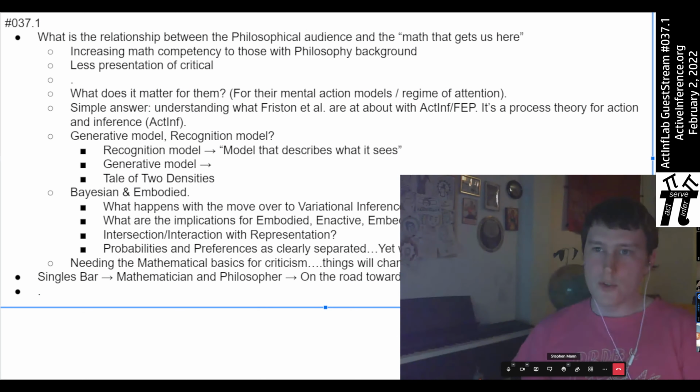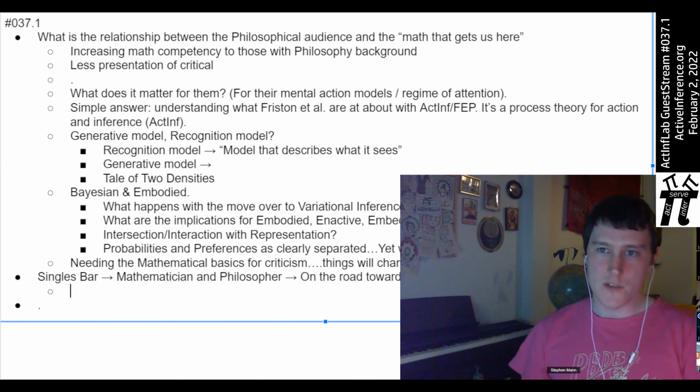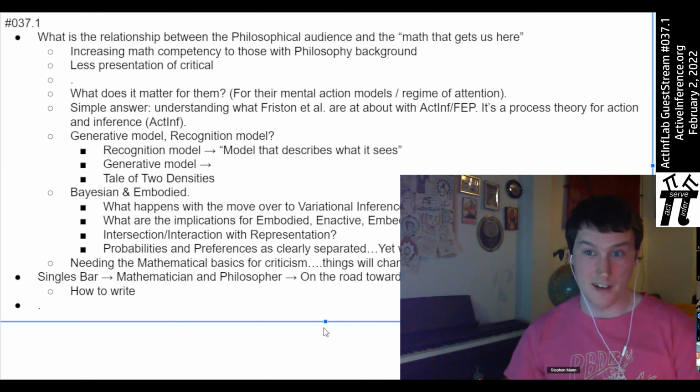Yeah, so how do you write what is essentially a philosophy paper but include mathematics in a way that does justice to both? That is roughly how I'm hearing that question.